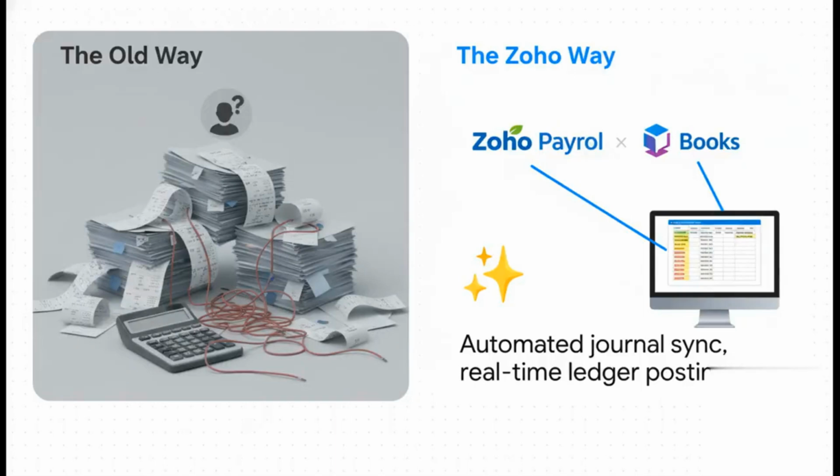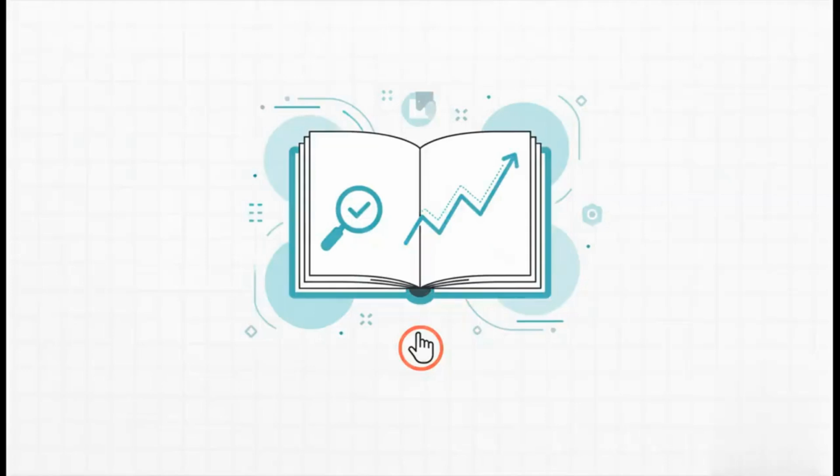Then you have the Zoho way. What's that? It's a totally automated journal sync. The second you approve payroll, bam, the accounting entries are posted in real time. 0 manual work, 0 errors. And the result of that? It's not just a small improvement, it's profound. You get perfectly accurate ledgers in real time. That means you can actually trust your cash flow tracking. Your P&L is always up to date. Your balance sheet is solid. You get complete financial clarity without any of that grueling manual work.